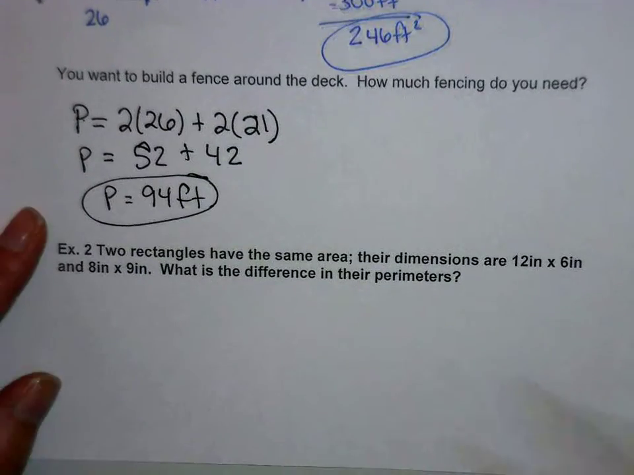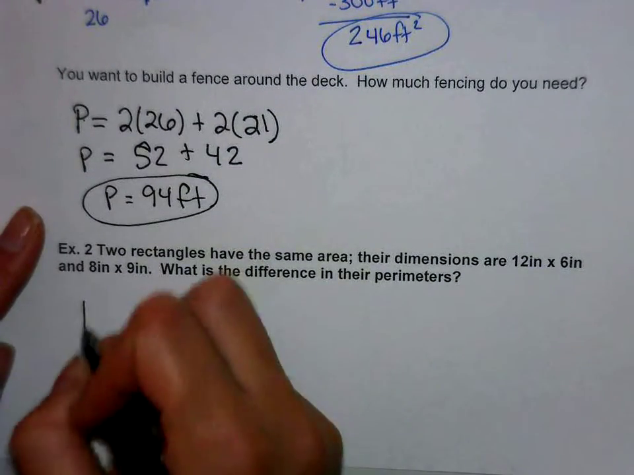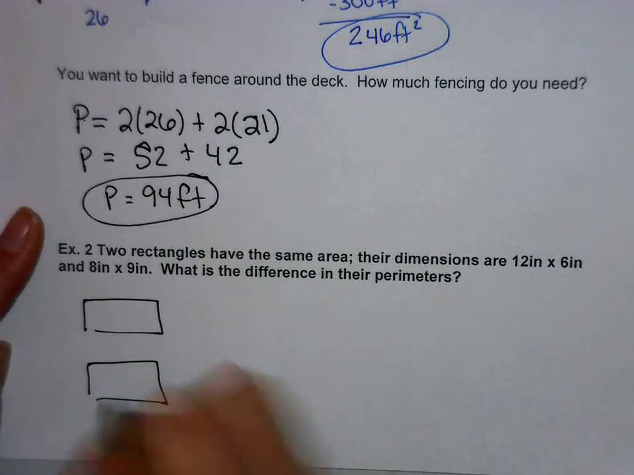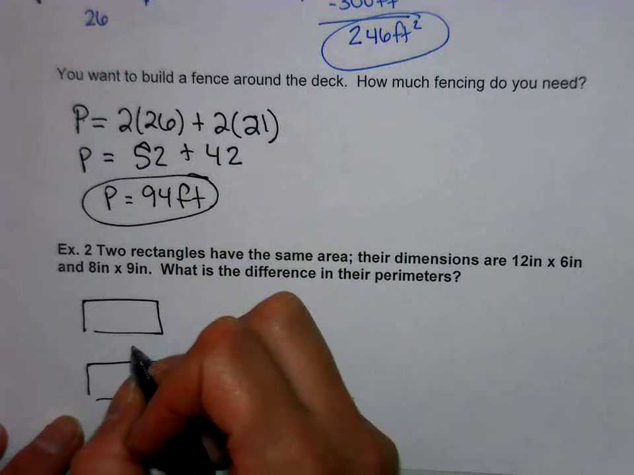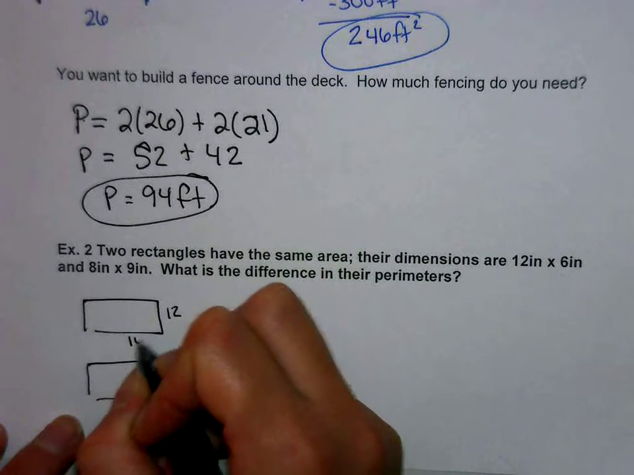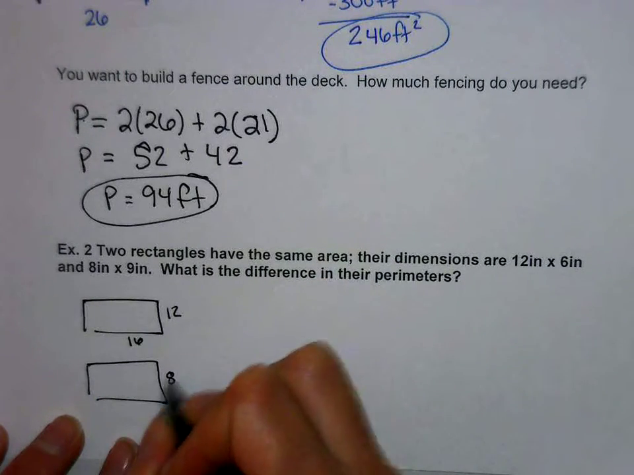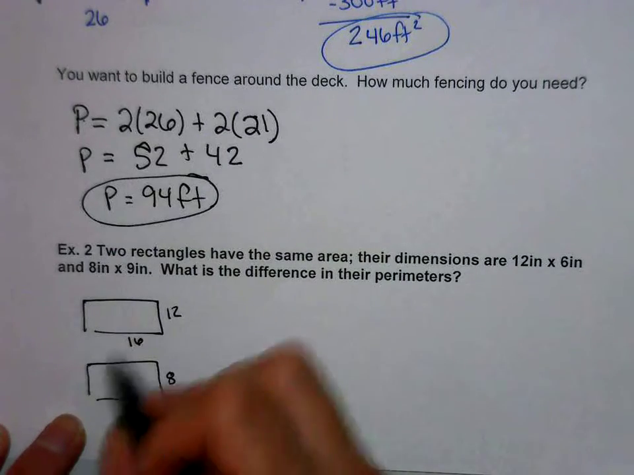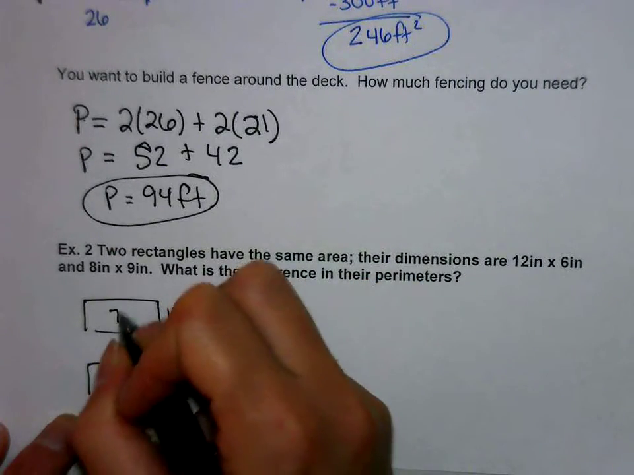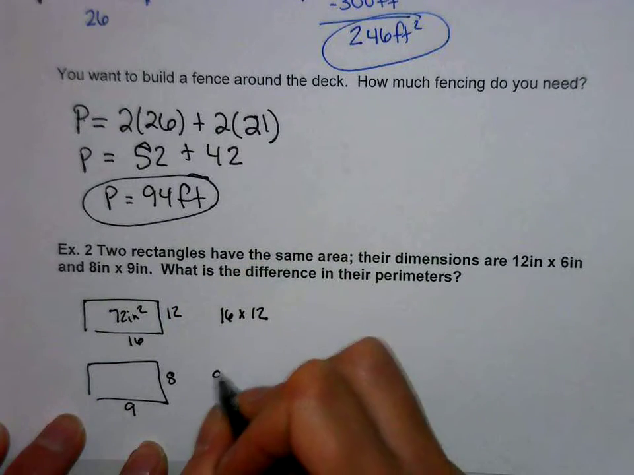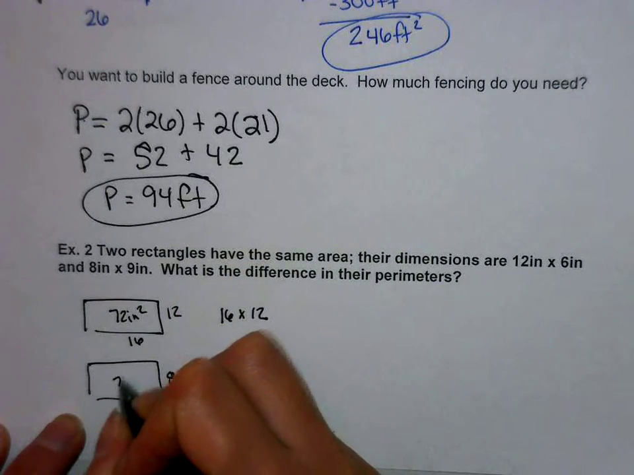We have 2 rectangles. So we draw 2 rectangles. They have the same area. The dimensions are 12 by 16 and 8 by 9. So when we find the area, 16 times 12 is 192 inches squared, and 8 times 9 is 72 inches squared.